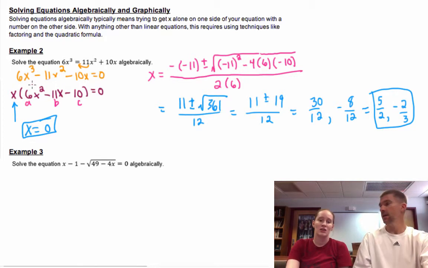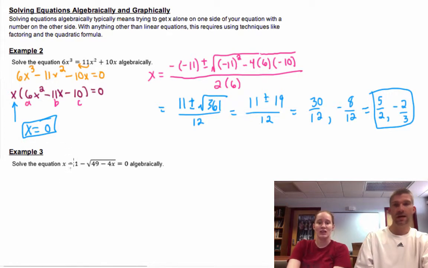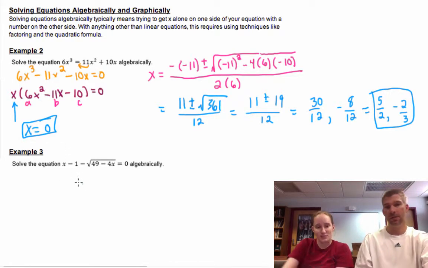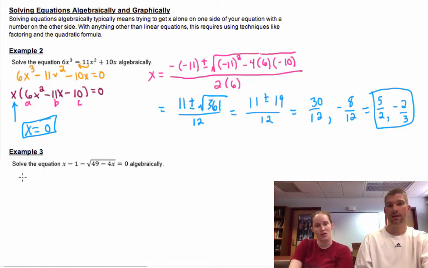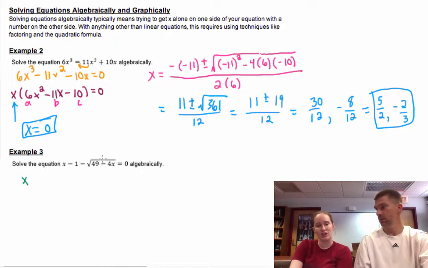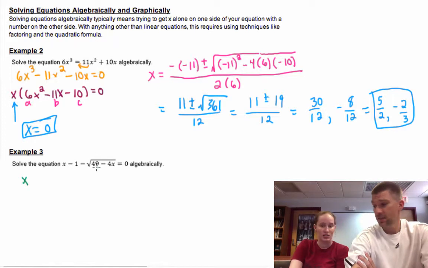Conveniently enough. Let's just jump right into example 3. Okay, I already don't like example 3 because it has a square root set apart from other stuff. Right. So my suggestion is that we get the square root by itself. Positively by itself?